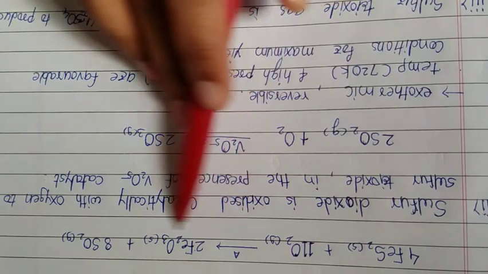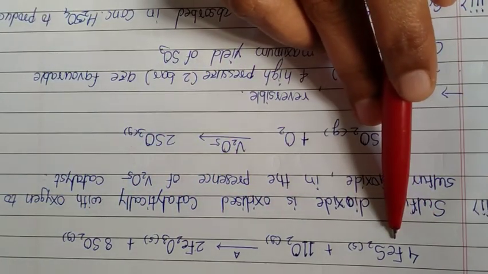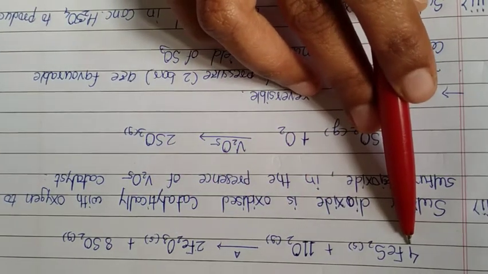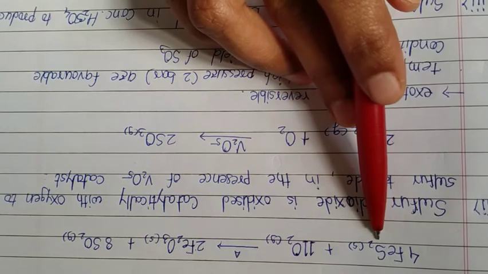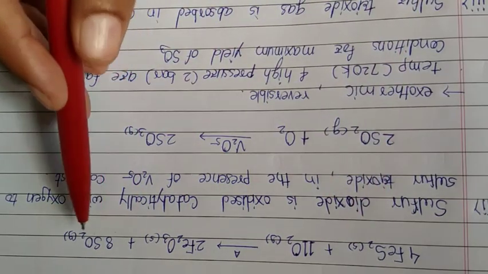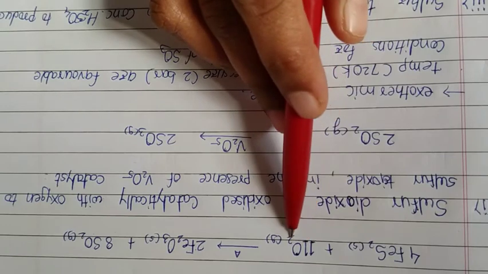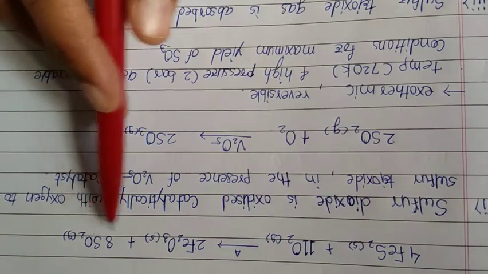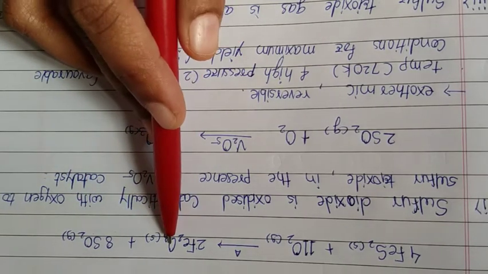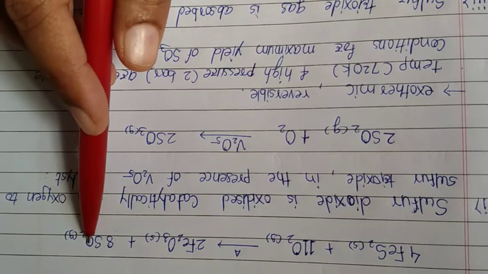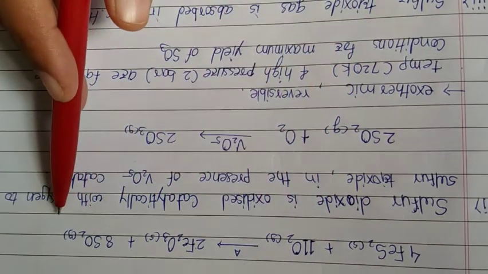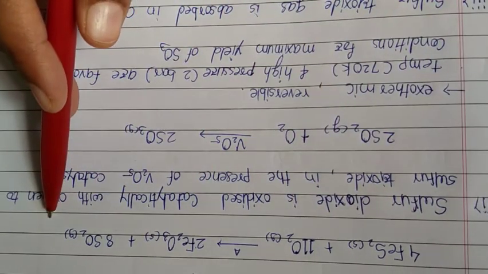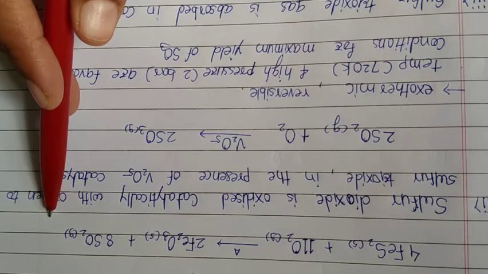Here a well balanced chemical reaction is 4FeS2 plus 11O2, that is 4 FeS2, which has 8 sulfur atoms. 11 into 2 will be 22 oxygen. So here 2 into 3 will be 6 and here 8 into 2 will be 16. Total 22 oxygen atoms are used. So this is a well balanced chemical reaction to produce sulfur dioxide.